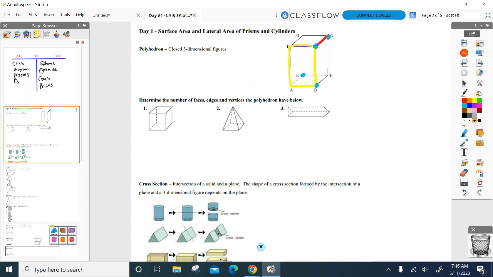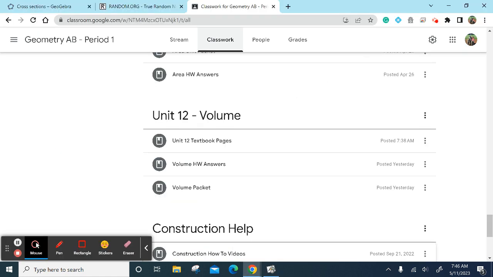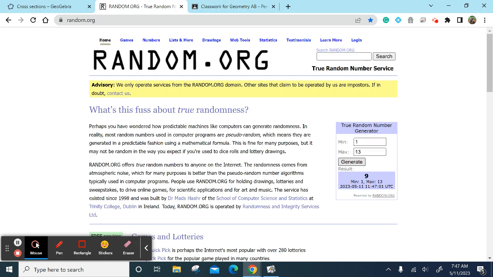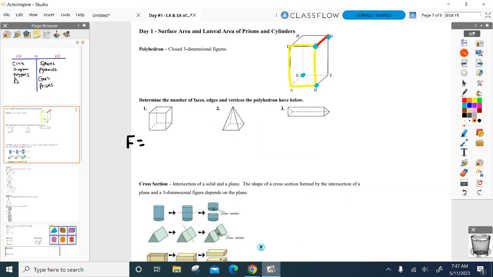I want you to go to figure number 1. We'll take our time here because we're brand new to this. Let's start with faces. How many faces are on this polyhedron, which I would call a prism? Some people would call it a cube, which is fine. How many faces on that polyhedron? Make sure you count the back, front, right, top, bottom. How many faces? 6 faces. Good job.